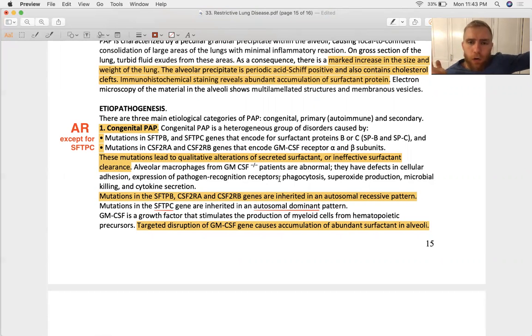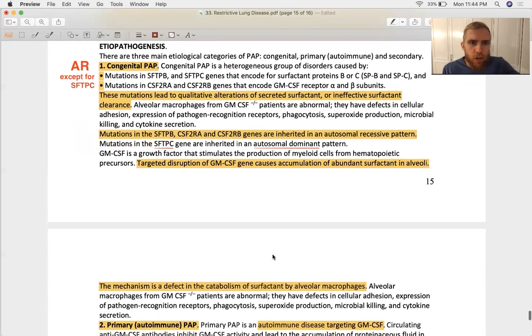Silicosis, silica crystals, those stain PAS positive, and they're spherical as opposed to asbestos, which is linear and segmented. Immunohistochemistry reveals a ton of surfactant. Let's talk quickly about 3 reasons why you might have a surfactant overabundance. The first is going to be congenital, and there'll be mutations in these 2 classes of genes.